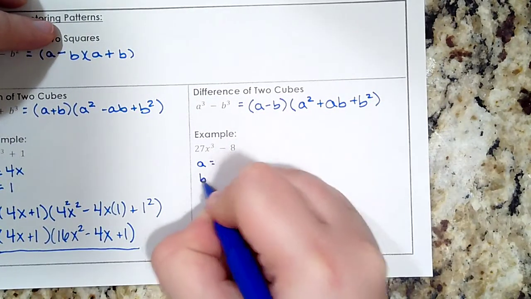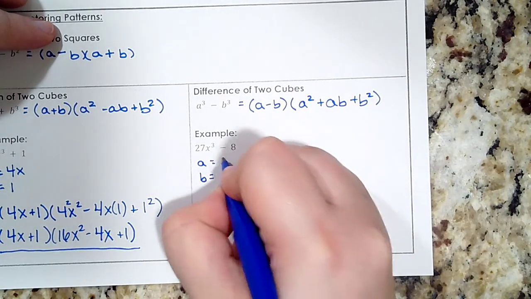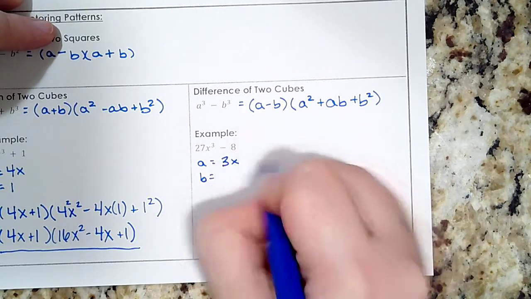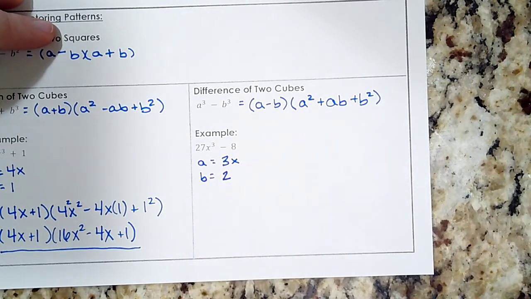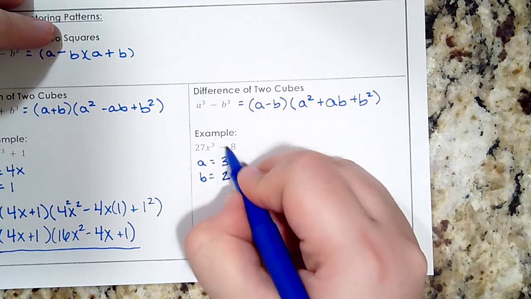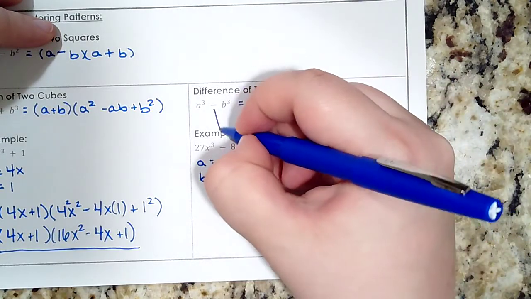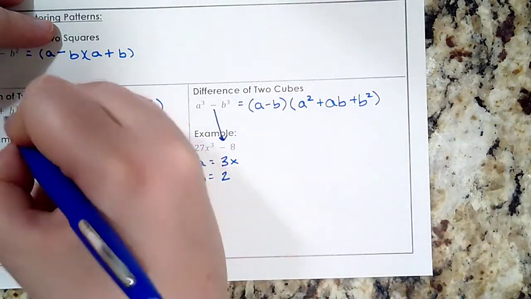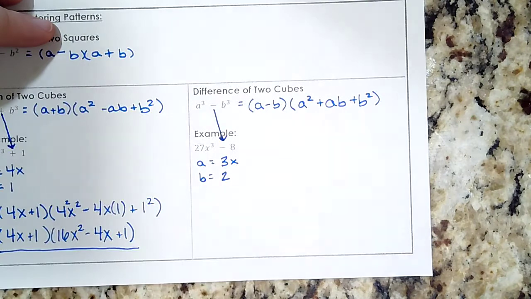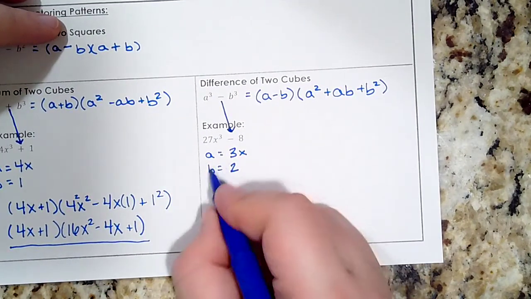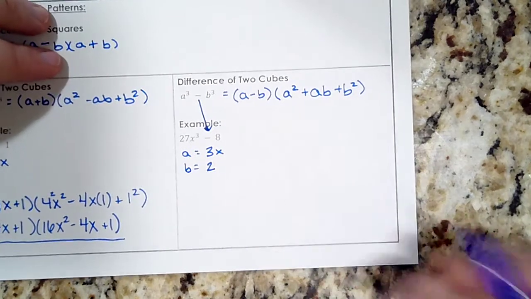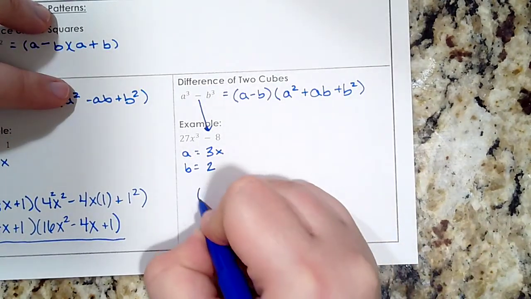A and b. A in this case is 3x. B in this case is just a singular 2. I don't care about the minus sign because all the minus sign tells me is that it's a difference. The formula itself takes care of that for me. I don't really have to deal with making sure that my b is negative or positive. All right, let's plug it in.